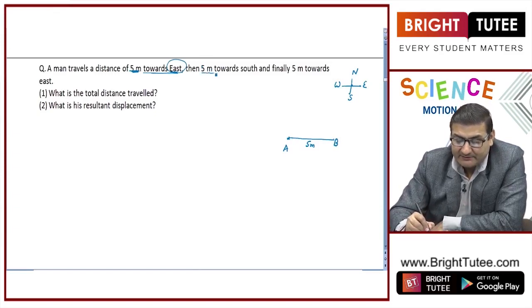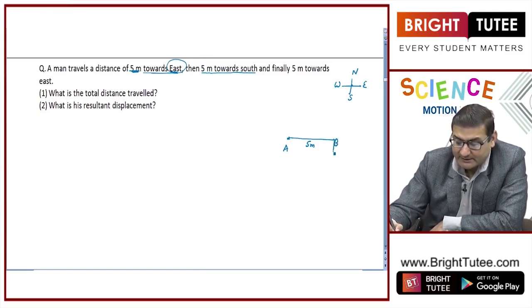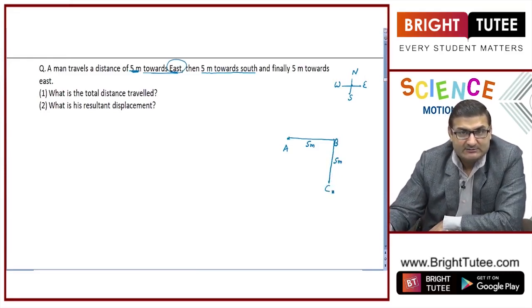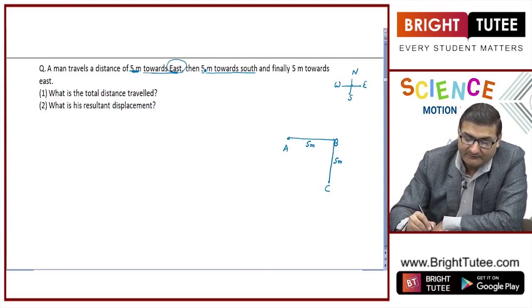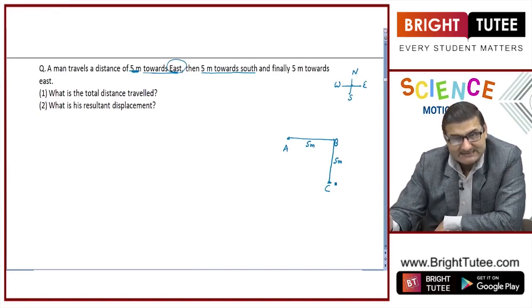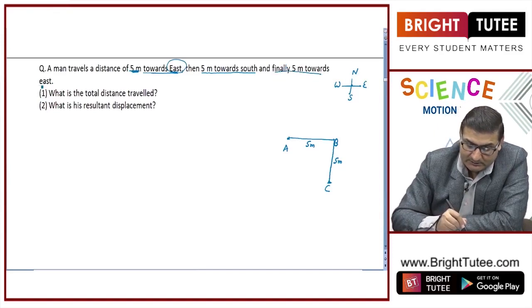Then 5 meters towards south. Now, at the moment he is at this point B. From point B, he has travelled another 5 meters south. South, that means in the downward direction. Let us take this position to be C. So, now after going 5 meter towards south, this particular man is at position C. And finally, 5 meter towards east again.